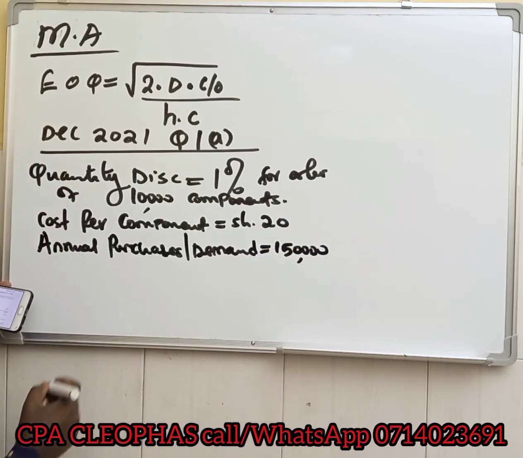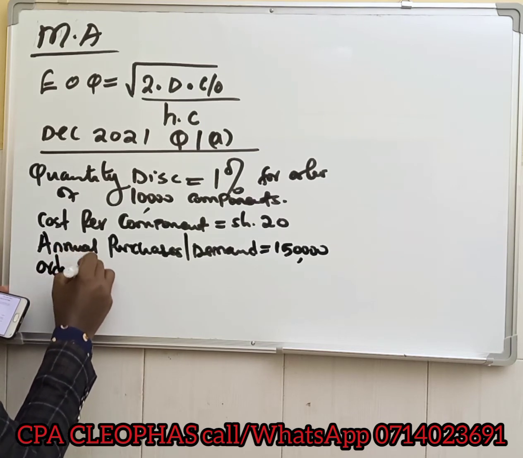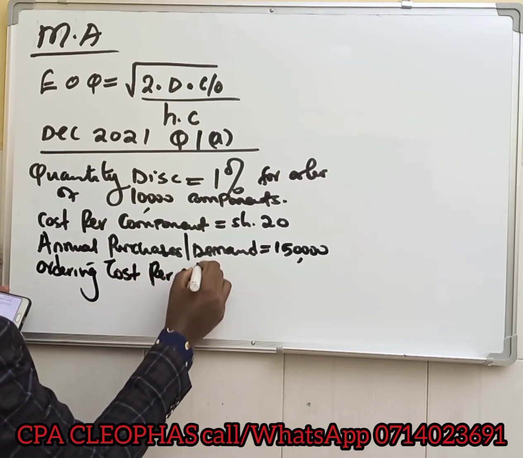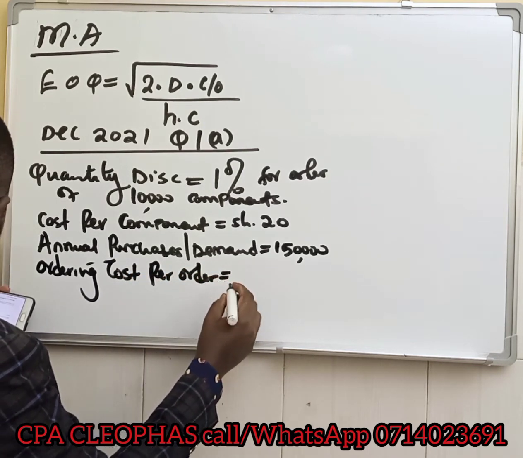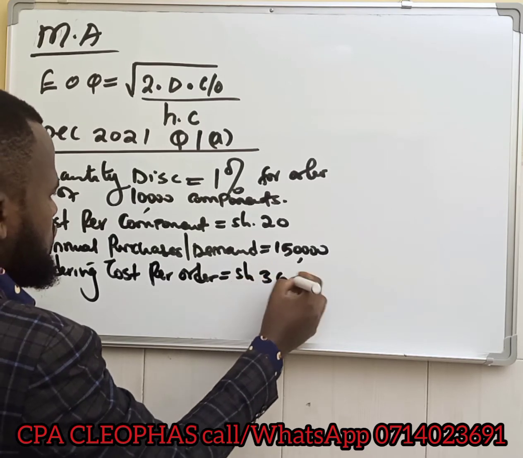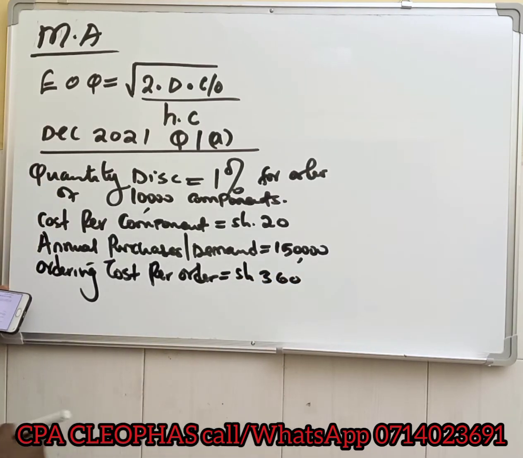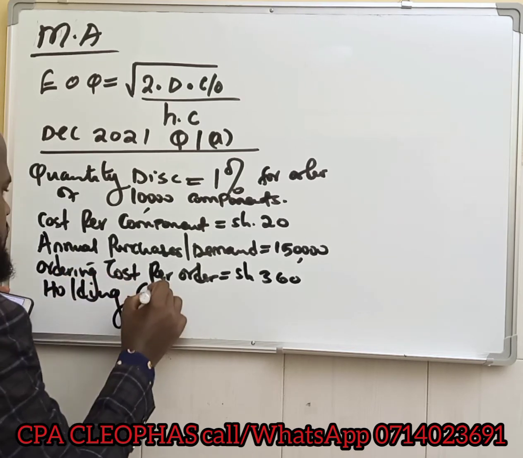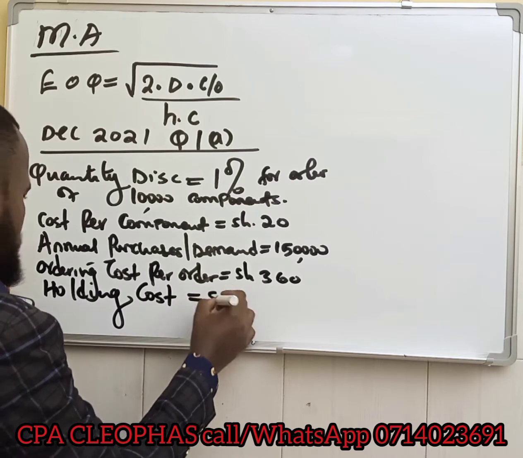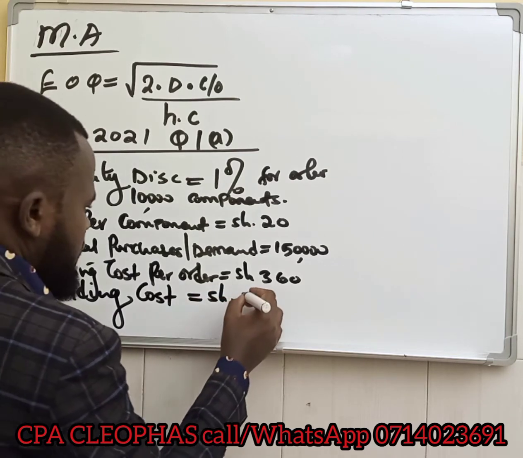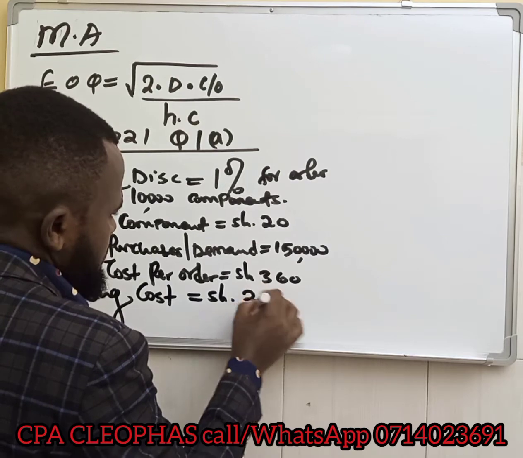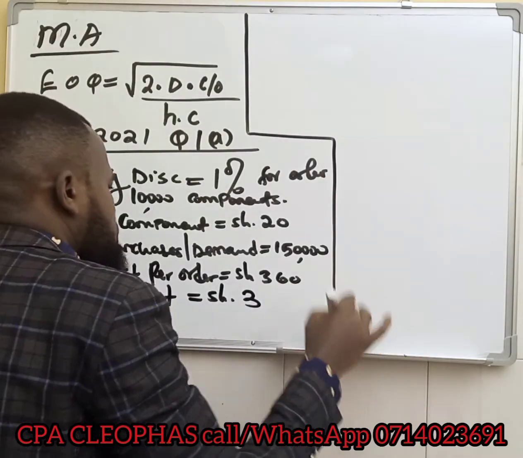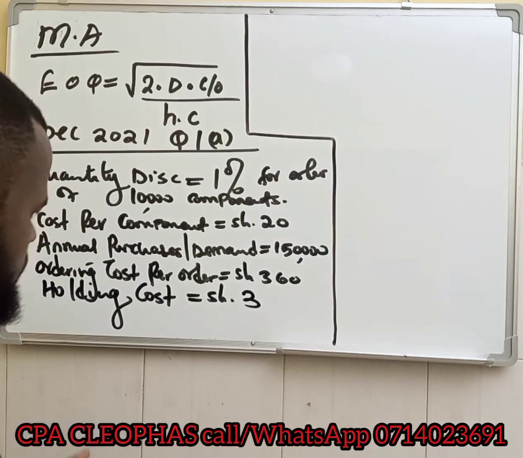Then we have ordering cost per order, which is equal to 360 shillings. So anytime we are ordering, the cost of ordering is 360 shillings. We have the holding costs, and another name for holding cost is carrying costs, which is equal to 3 shillings per component per annum. So that's what we have.